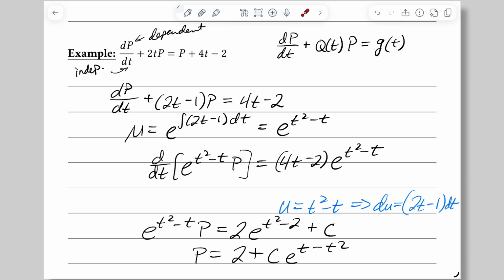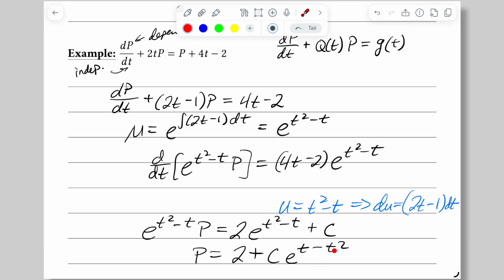Integrating using the substitution rule, I'm going to identify u = t^2 - t, so du is (2t - 1) dt, and we see we're just off by a factor of 2. So e^(t^2 - t) p = 2e^(t^2 - t) + C, and finally isolating p is going to give me p = 2 + Ce^(t - t^2).